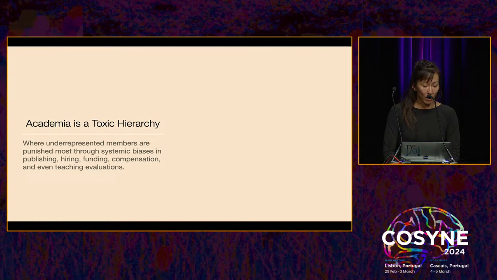So academia, this is towards my thesis, that academia, as experienced by some, is a toxic hierarchy where underrepresented members are punished most through systemic biases in publishing, hiring, funding, compensation, and even teaching evaluations. All of these have peer-reviewed publications that you can easily find with a 2-minute Google search.